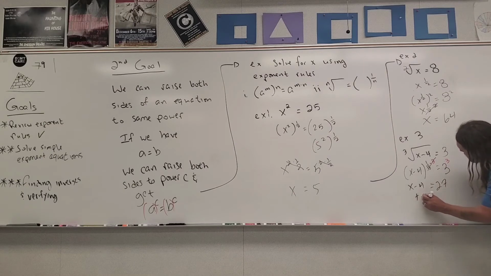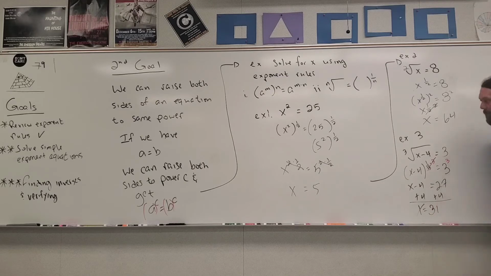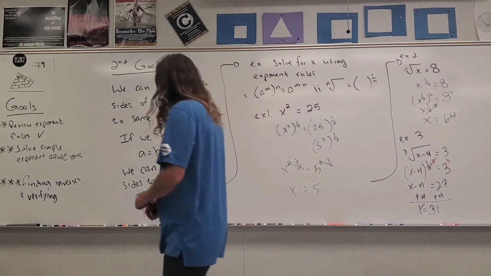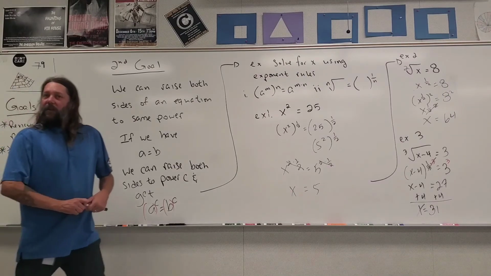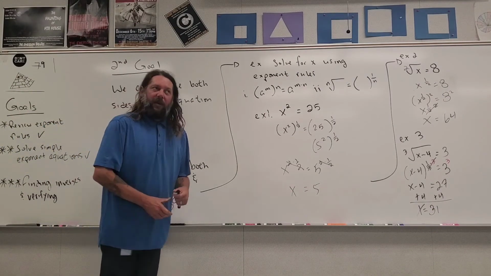Okay, I need to isolate that x, and that means that my solution to this equation is x is equal to 31. All right. So those are some examples of solving simple exponent equations using exponent rules. I'd like to come back and show you the skills that we used here will allow us to find inverses and verify that. So let me clean all this up and I'll be back.